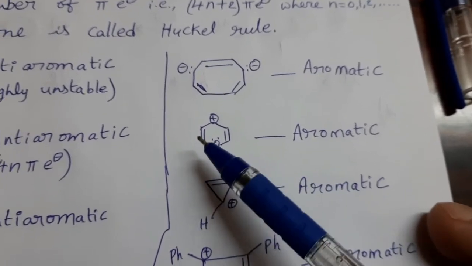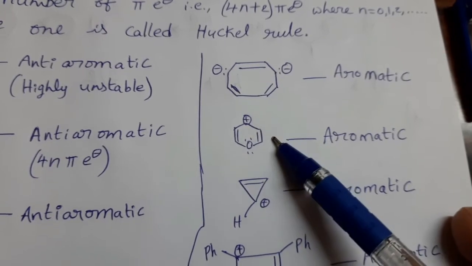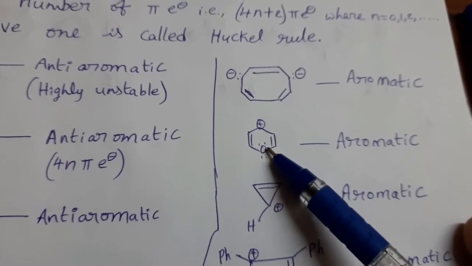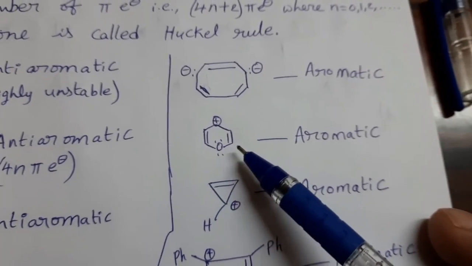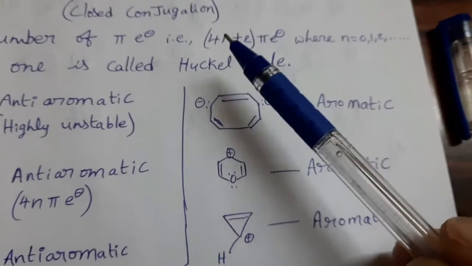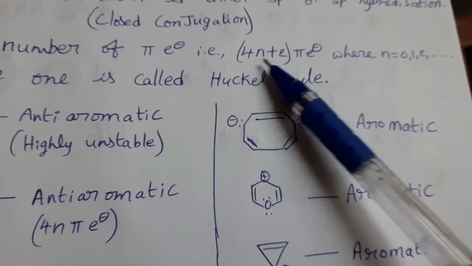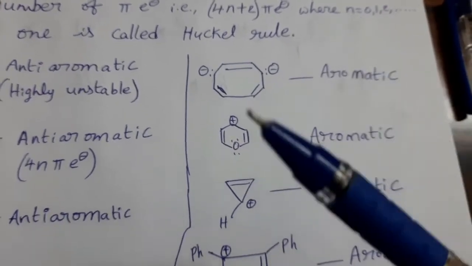Next, this compound. 2 pi bonds are there. That means total 4 pi electrons, and the lone pair of electrons present on the oxygen will also participate in the conjugation. So it is also obeying 4n plus 2 pi electrons. If I substitute n equal to 1, then we can get 6 pi electrons. That's why it is also aromatic.